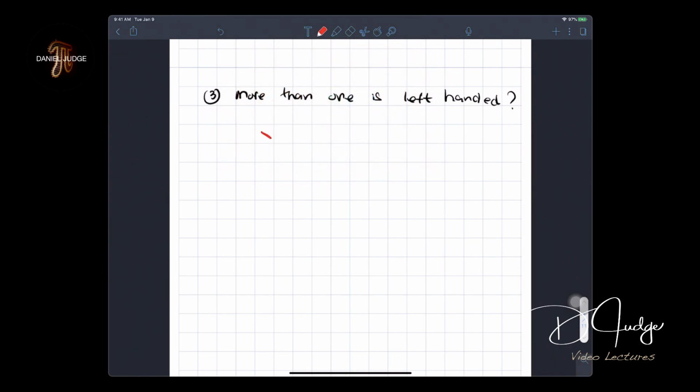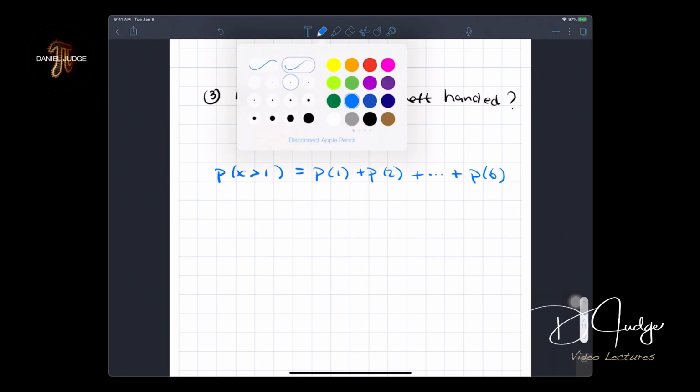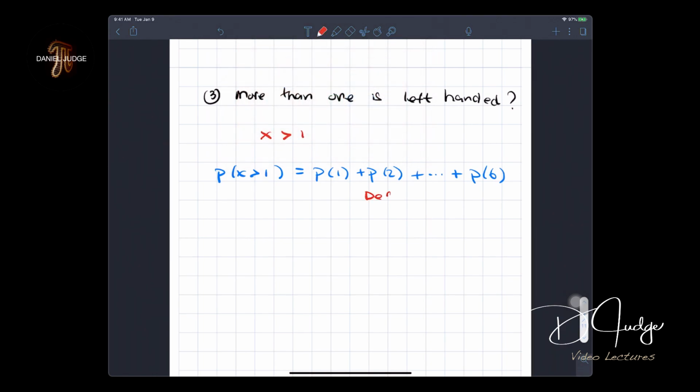Well, that means x is strictly greater than 1. Strictly greater. This is more than 1. So the probability that x is greater than 1, by definition, is P of 1 plus P of 2 all the way to P of 6, because there's 6 trials, remember? 6 people we're selecting. However, if you use the definition, we got 6 probabilities to compute. We got 6 binomial formulas to use by definition.